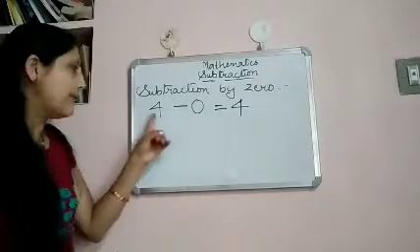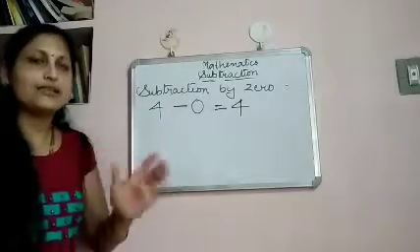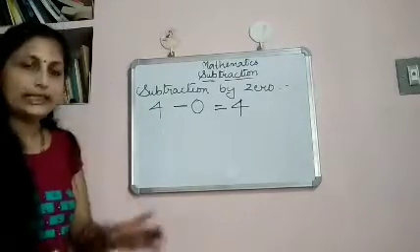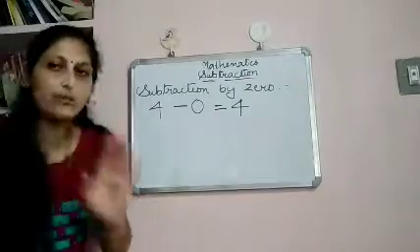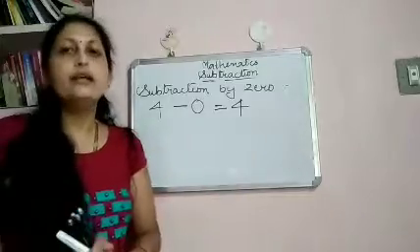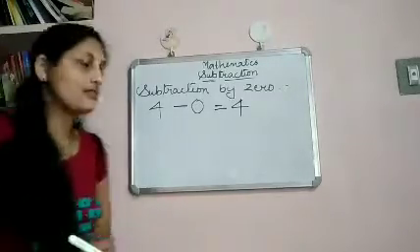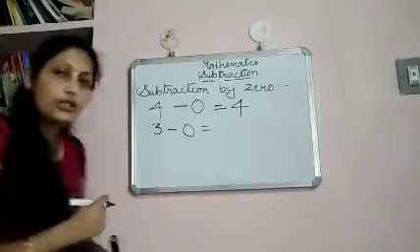You get the number itself. You get the same number. Okay. When you subtract 0 from any number, you will get the same number. 0 means nothing. You are not removing anything. Hence, the number remains same. Okay. Number remains same. So, 3 minus 0 is equal to what?